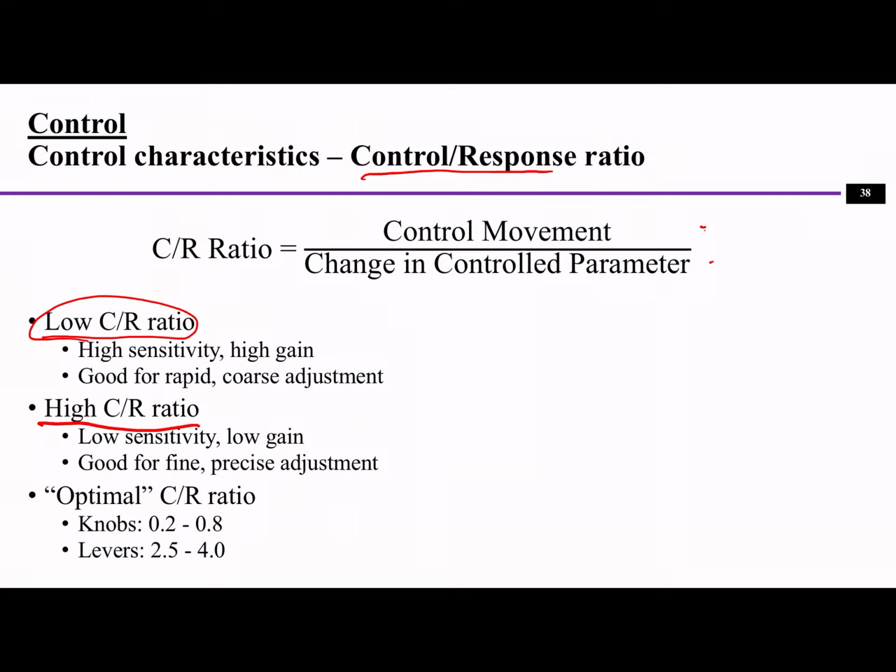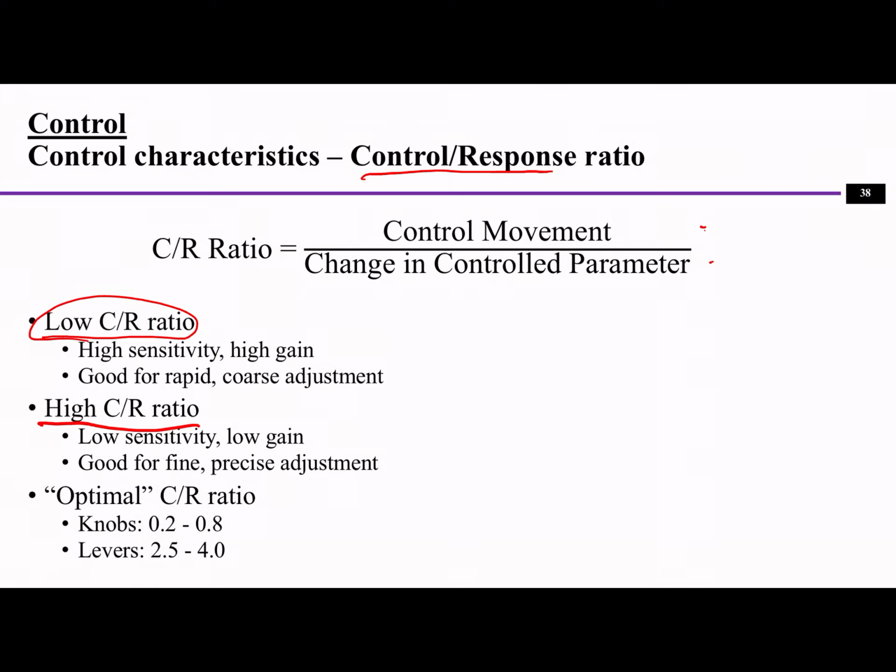Sometimes you might want a really low CR ratio, and sometimes a high CR ratio. One example is the sensitivity of the computer mouse you are using. Sometimes you can say, oh, that is very sensitive, that even if you move a little bit, the pointer can go a long way. Well, sometimes you might have to move a lot more.